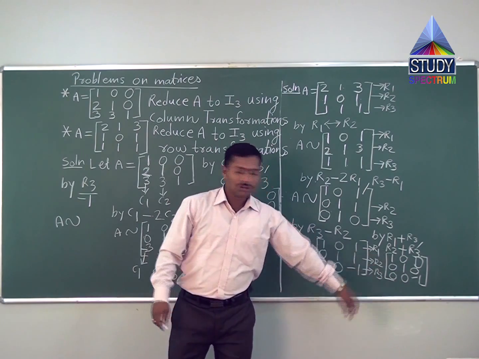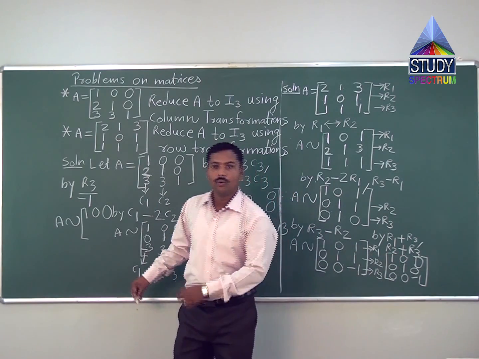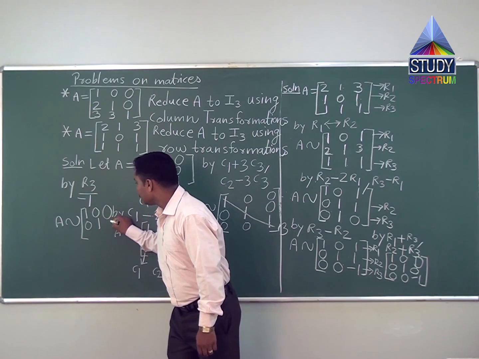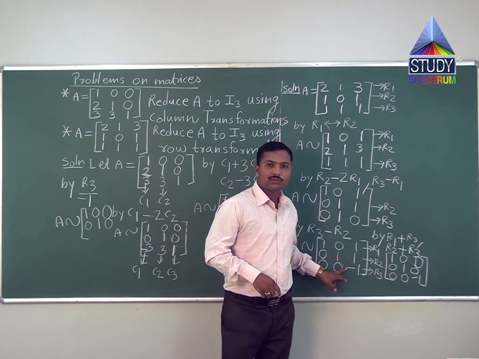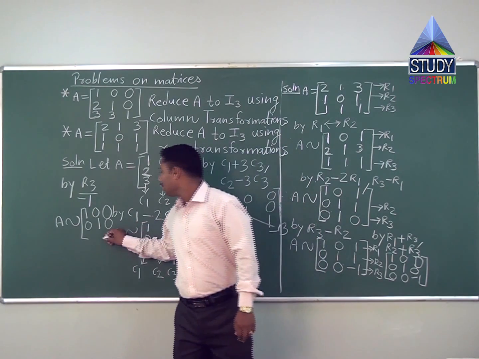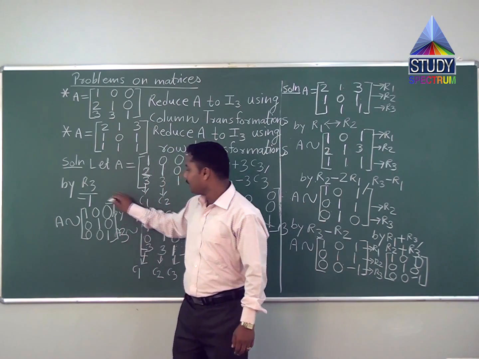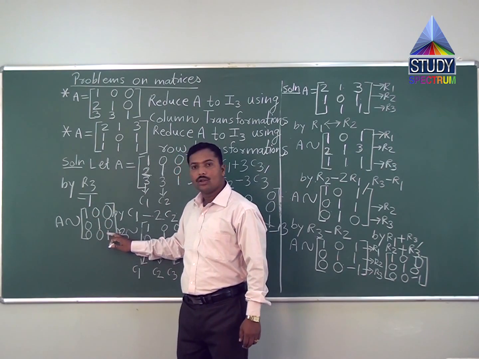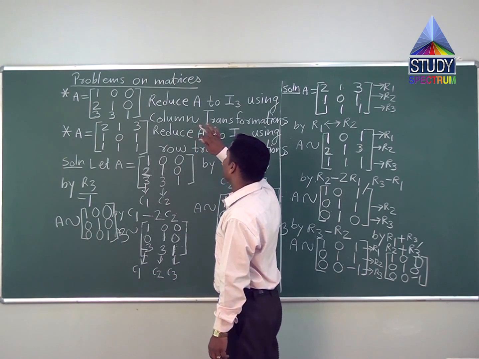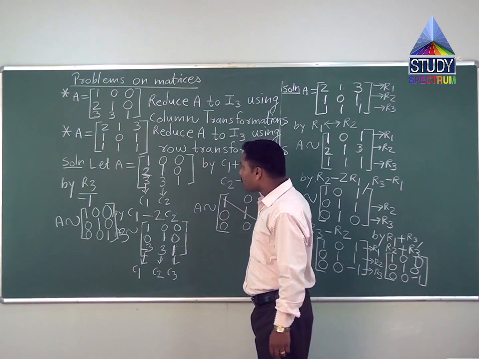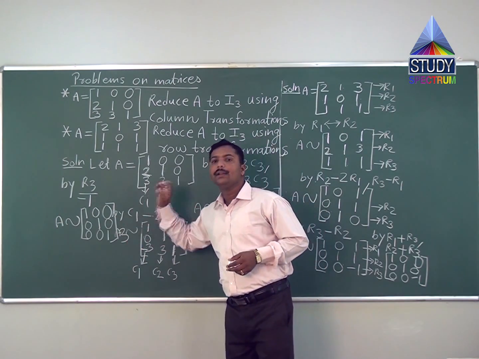A is equivalent to 1, 0, 0, 0, 1, 0, and lastly 0 upon minus 1 is 0, 0 upon minus 1 is 0, and minus 1 upon minus 1 is 1. So in this manner, this is a 3 by 3 identity matrix. All diagonal numbers are 1, and the remaining non-diagonal numbers are 0. By using row transformation and also column transformation, we convert any square matrix into the identity matrix.